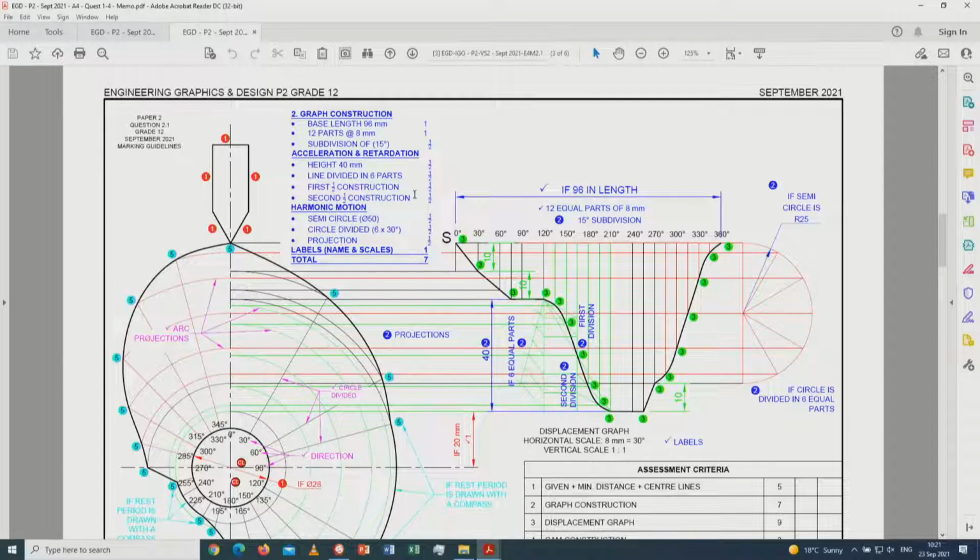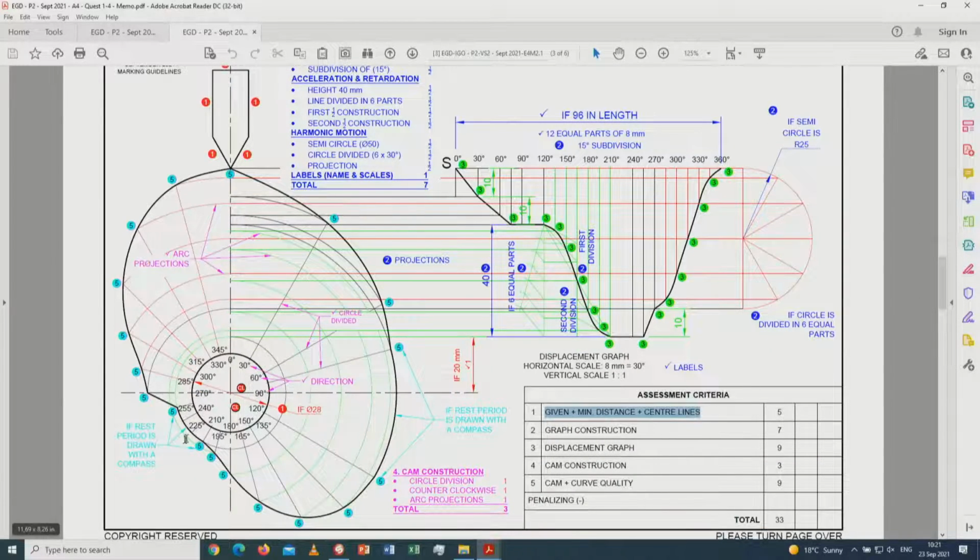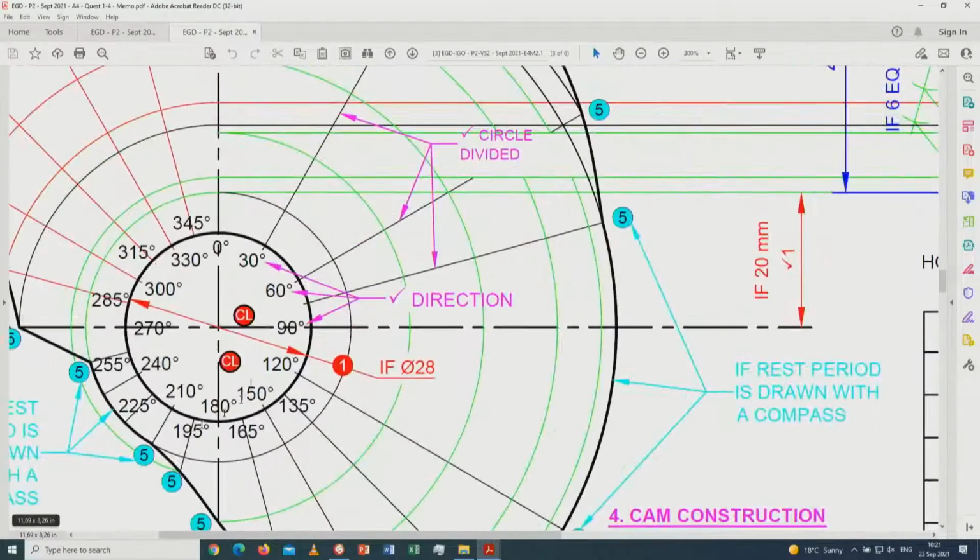Okay, let's go to the answer of this part over here. First of all, given. What is given? That is basically the following red points that you see over here. The center line is part of given. This must be a diameter of 28 millimeters. That can only get the mark if that is correct there.